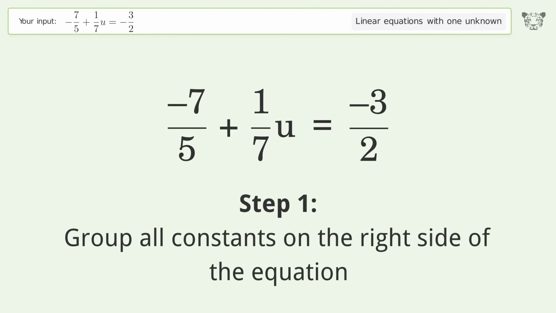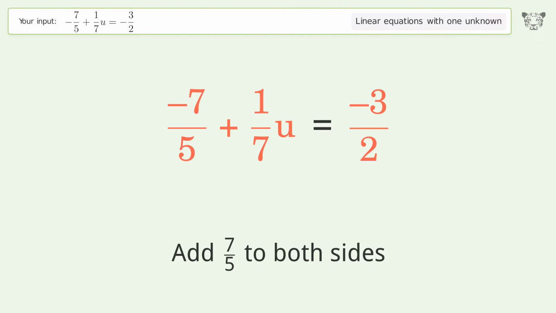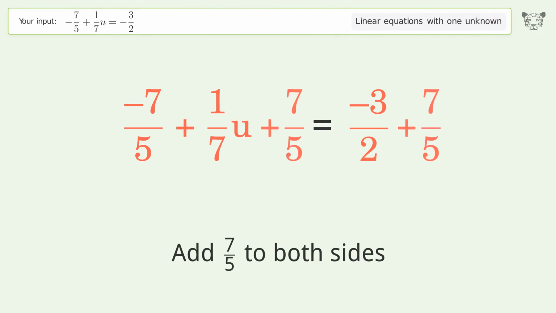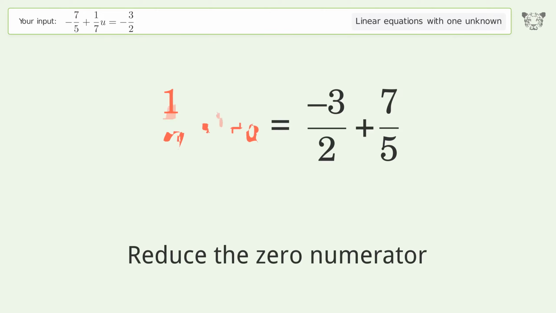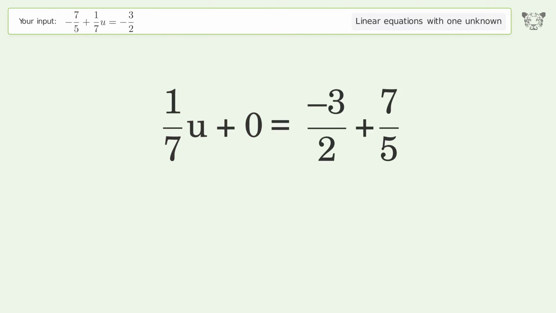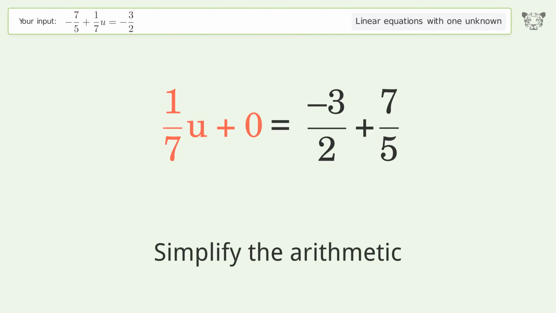Group all constants on the right side of the equation. Add 7/5 to both sides. Group like terms. Combine the fractions. Combine the numerators. Reduce the zero numerator. Simplify the arithmetic.